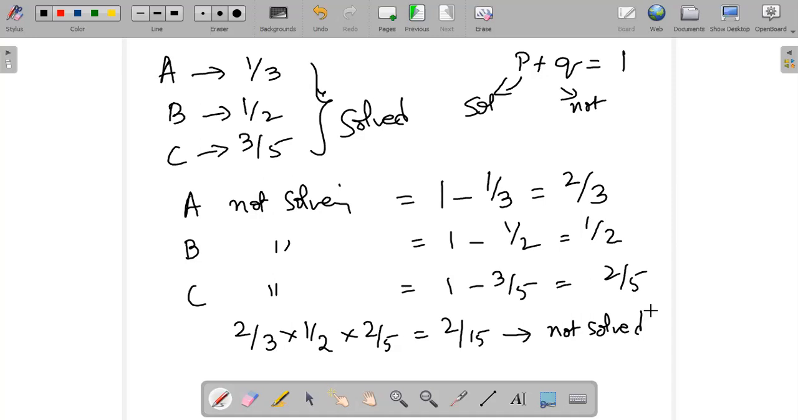Now the question is, if the problem is simultaneously assigned to all of them, what is the probability that the problem is solved? Same thing, we have to use P plus Q is equal to 1. So here Q being 2 by 15, you get P as 1 minus 2 by 15, which is equal to 13 by 15.